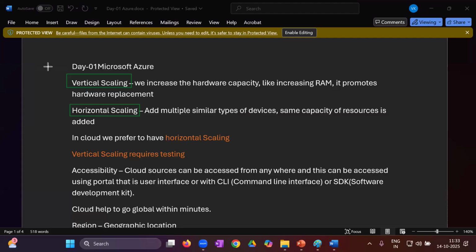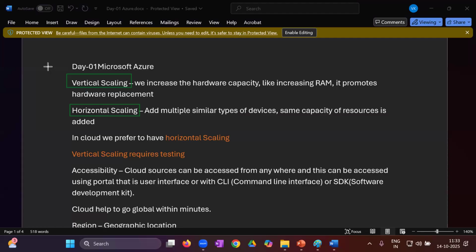Okay. Or let's say you have a laptop, the RAM size is 16 GB. You have taken a new RAM of 32 GB. What are you doing here? With the same device, you are scaling it up. Either with the help of hardware replacement we can do it, or we can increase the capacity of our individual devices by adding certain extra hardware. This is called vertical scaling. Then we have one more option, horizontal scaling.